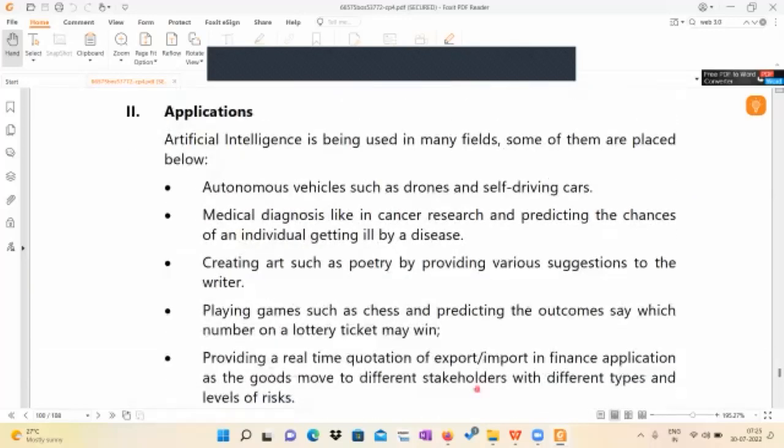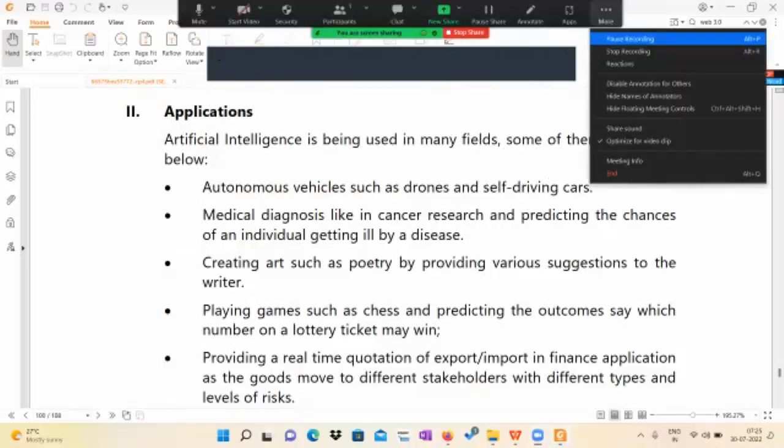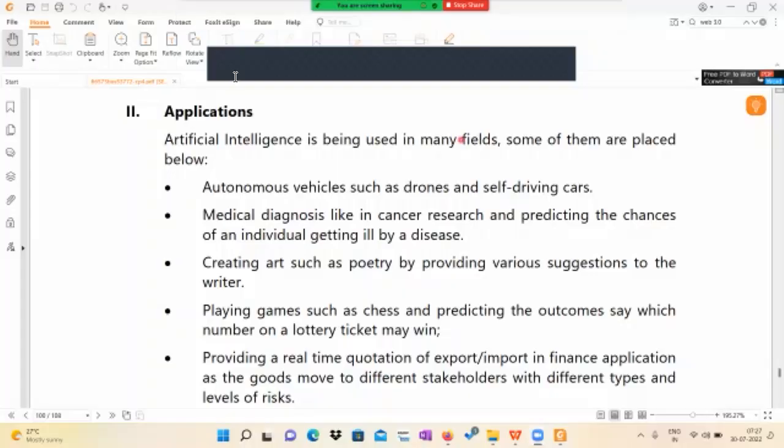So let us see the applications of artificial intelligence. Applications of artificial intelligence: it is used in many fields. So some of the examples. Let us see what the applications are. Autonomous vehicles such as drones and self-driving cars.